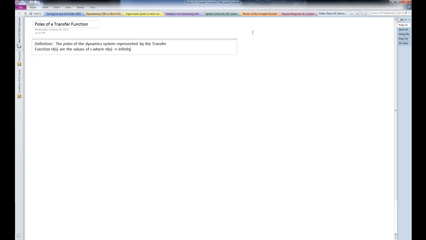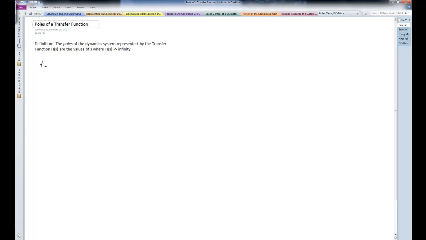In this mini lecture, we're going to look at poles and zeros of a transfer function, define them and look at them. We're going to look at using the pole-zero map and also the final value theorem and the DC gain of a transfer function. So by definition, the poles of a dynamic system, some transfer function that we have, that's what you could say h of s, are the values of s, the complex numbers s, where h of s goes to infinity.